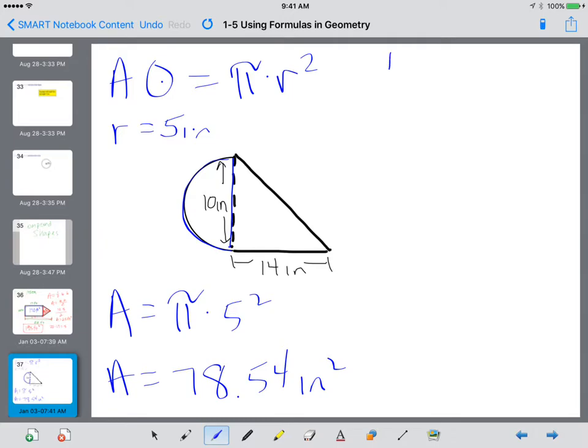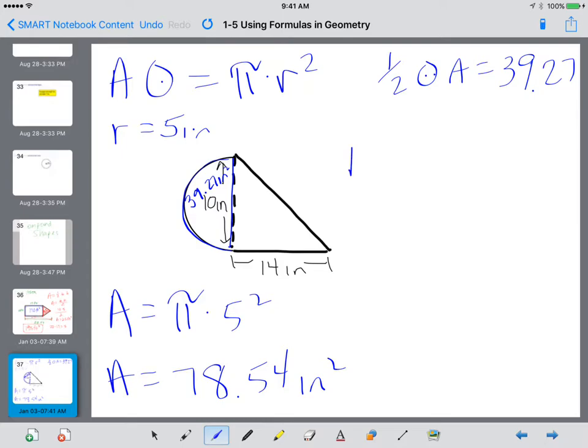So the half circle area equals 39.27. So that's this area right here, 39.27 inches squared.